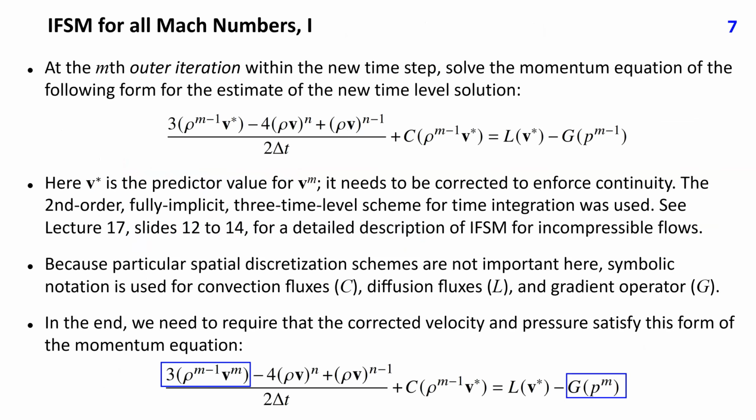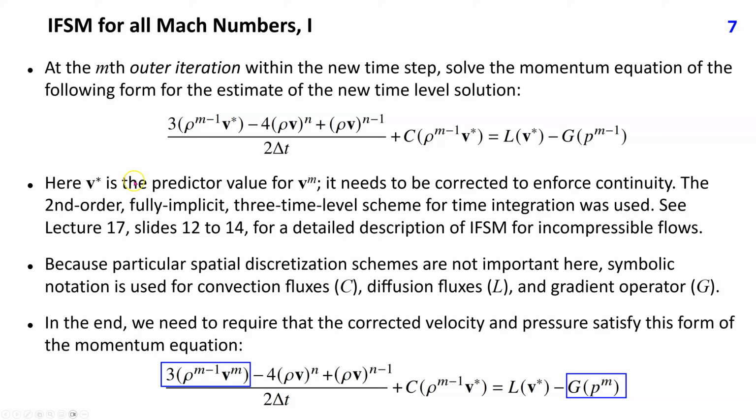Let us now see how the implicit fractional step method, or IFSM, which was described in lecture 17 in slides 12 to 14 for incompressible flows, can be extended so that it can be used to efficiently compute also compressible flows. At the mth outer iteration within the new time step, we are solving the momentum equation of the following form for the estimate of the new time level solution.